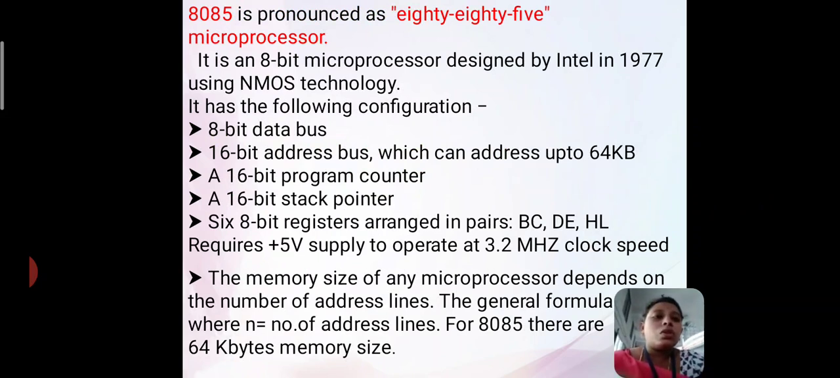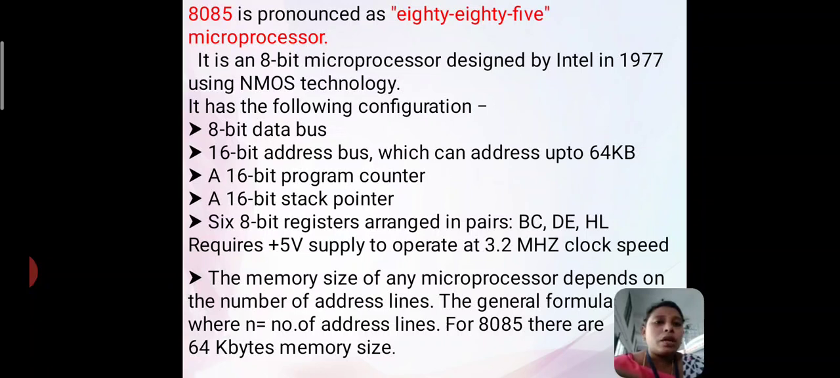Before going to the functional explanation, we see some of the features of the 8085 microprocessor. We call it the 8085 microprocessor. It is an 8-bit microprocessor designed by Intel in 1977 using NMOS technology. Here NMOS means N-type metal oxide semiconductor. By using this technology, Intel Corporation designed this 8-bit microprocessor in 1977.